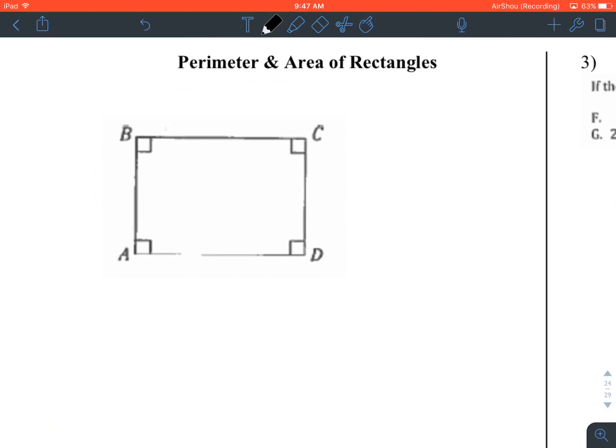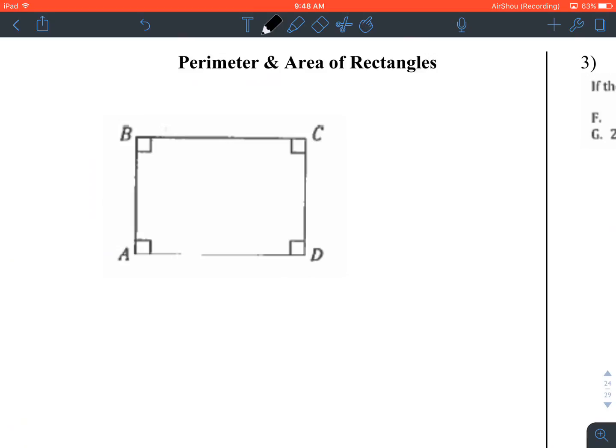Perimeter and areas of rectangles. First of all, what is a rectangle? It's a parallelogram, which means the opposite sides are parallel. If it's a parallelogram, that implies it's a quadrilateral. It means there are 4 sides. If it's a quadrilateral, that implies it's a polygon.